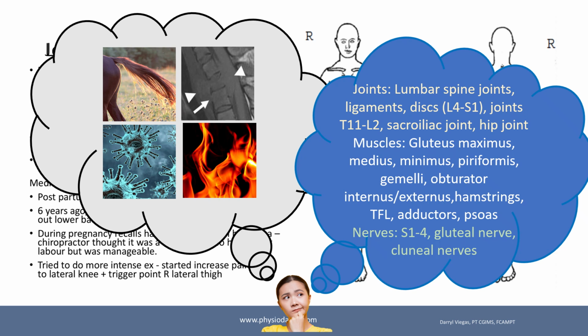So what questions would you ask in your subjective exam, if they aren't already presented to you by the patient, to help to rule out these sinister conditions? I get you to pause the video and just think of the type of questions that you would use to rule out cauda equina, tumors, infection, and inflammatory conditions.